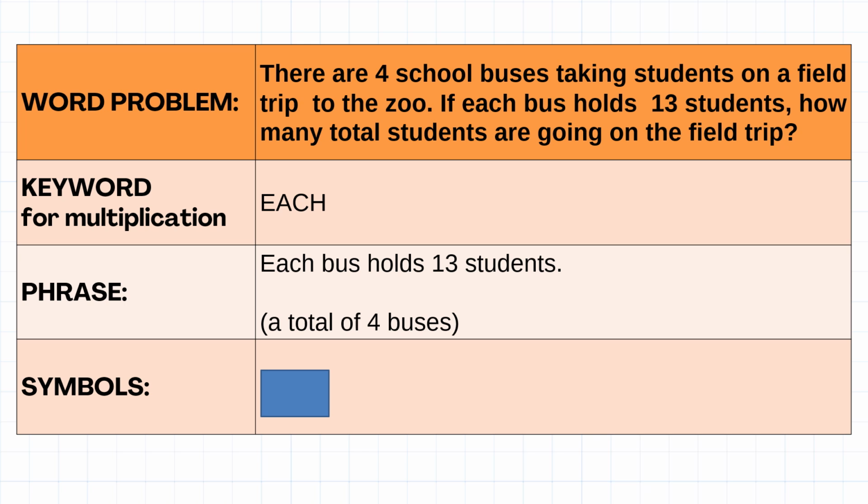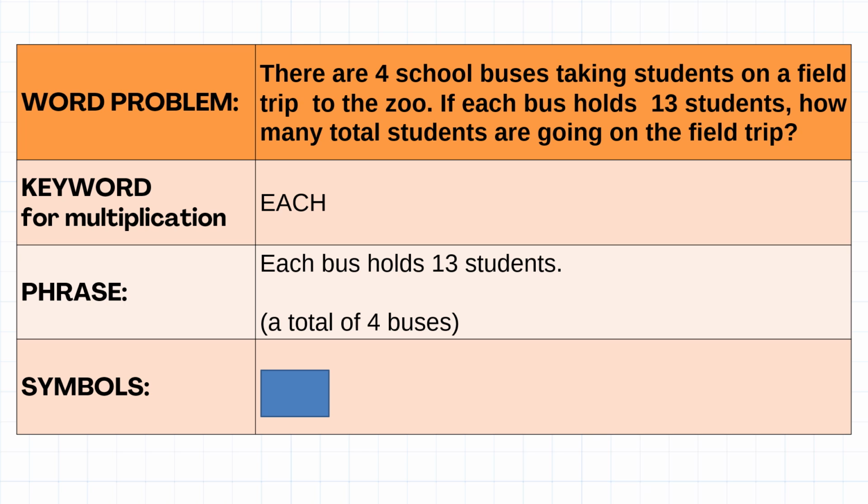Take note, each bus holds 13 students. So for the first bus, it can hold 13 students. For the second bus, it can hold 13 students. Another bus can hold 13 students. Up to the last bus, it can hold 13 students. So 13 plus 13 plus 13 plus 13, or that can be 4 times 13.